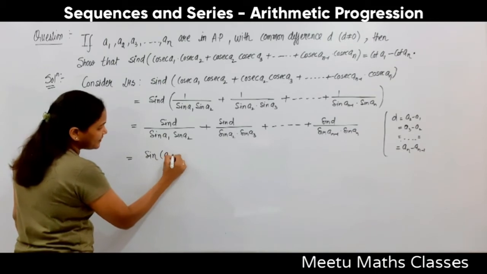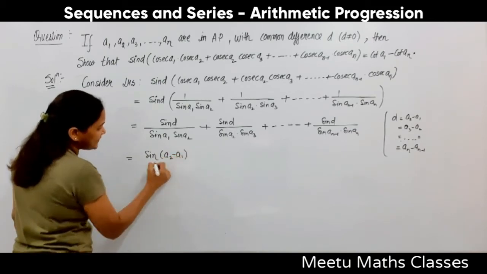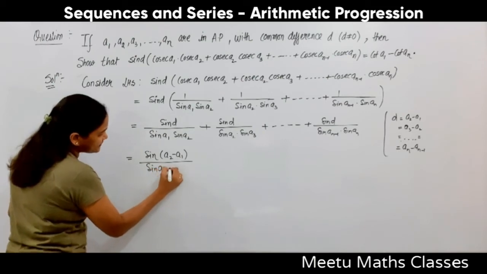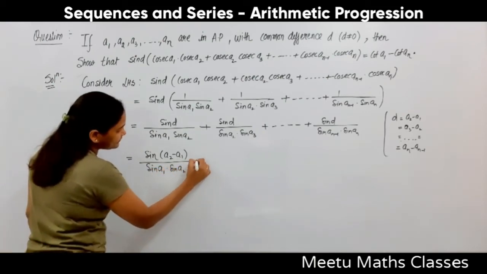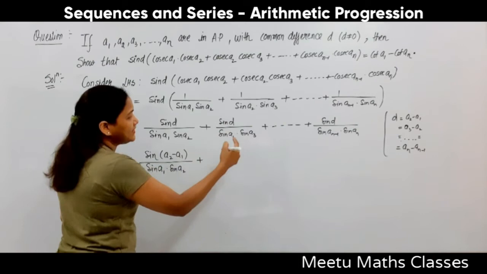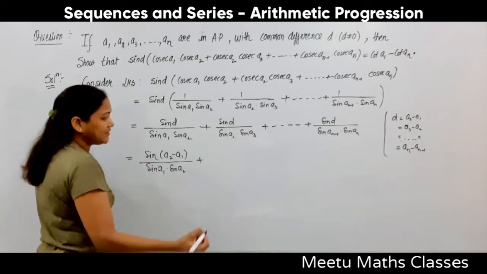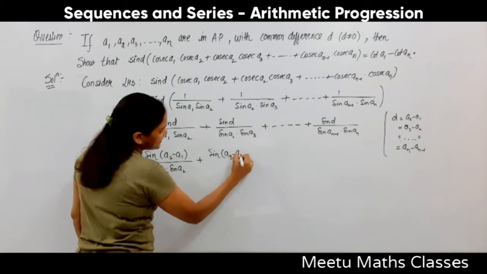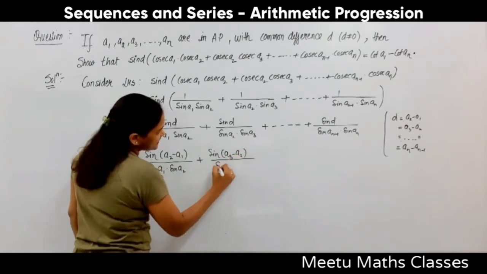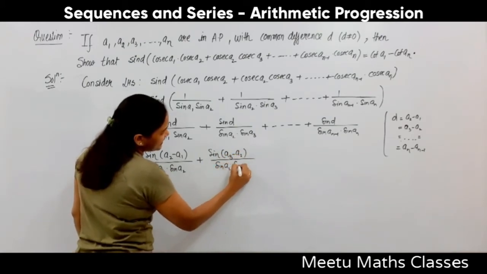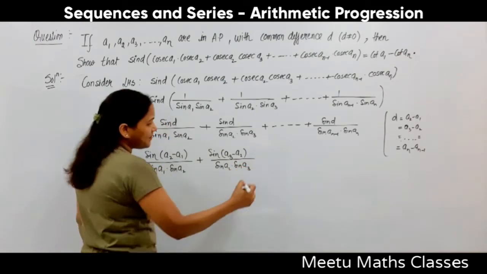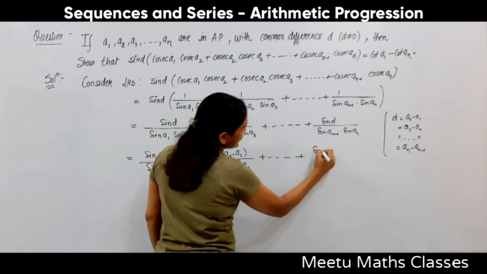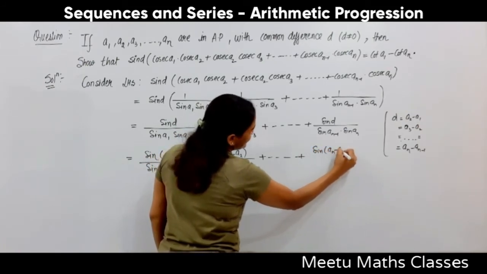Now this D can be replaced by A2 minus A1. So in the numerator we can write A2 minus A1 in place of D, and in the denominator you have sin A1 sin A2, and this D can be replaced by A3 minus A2. So sin of (A3 minus A2) upon sin A2 into sin A3, plus so on, and the last D can be replaced by An minus An minus 1.